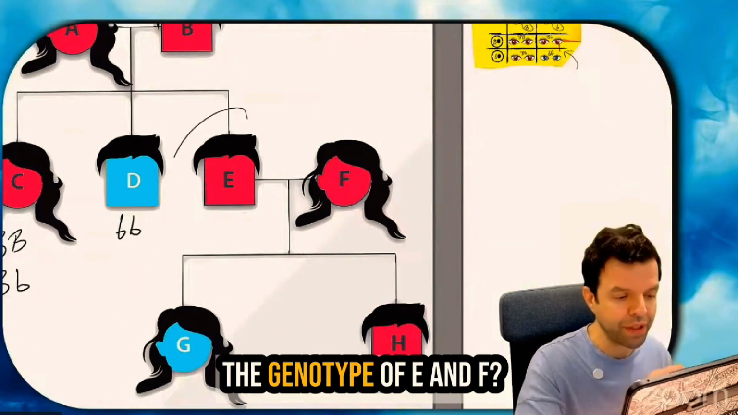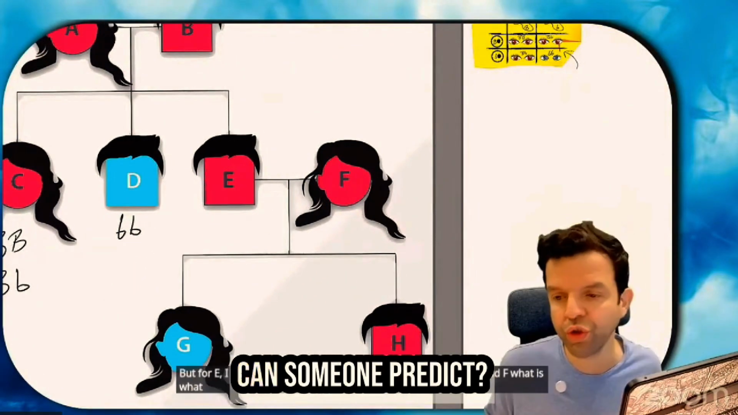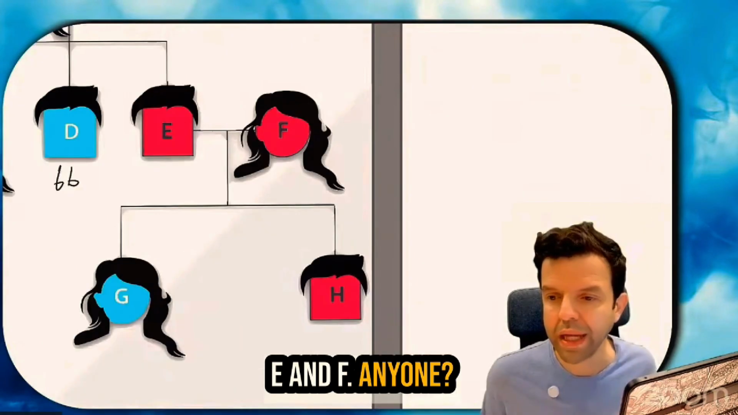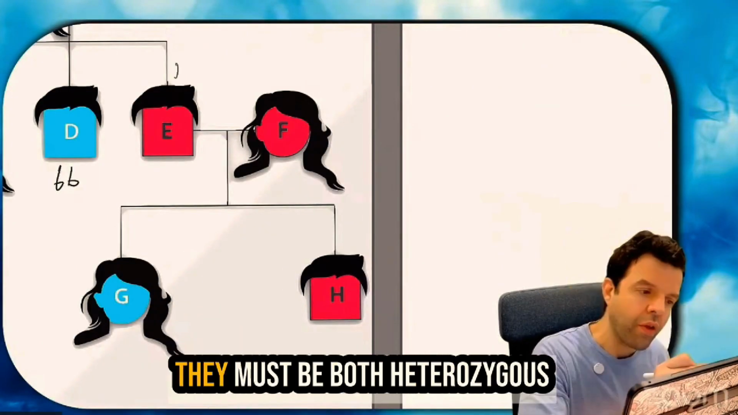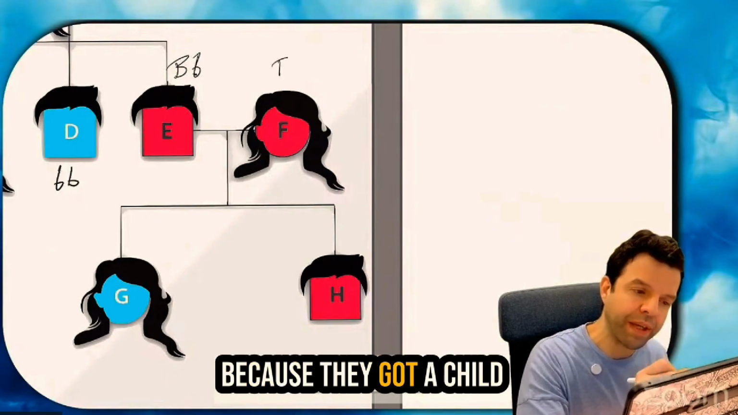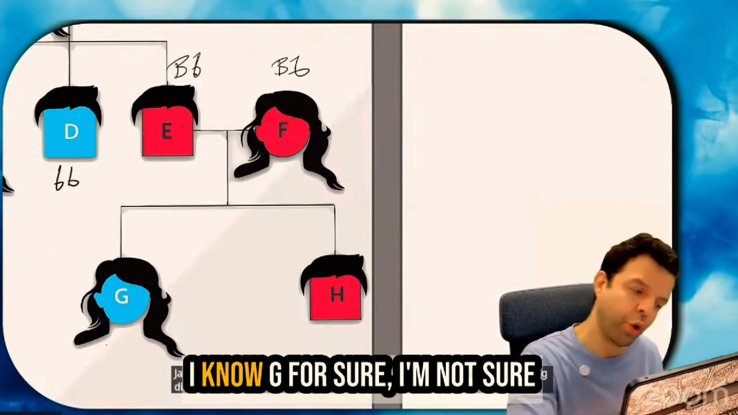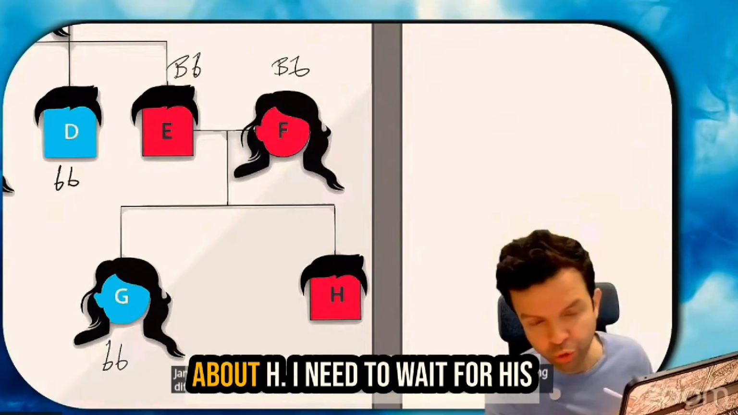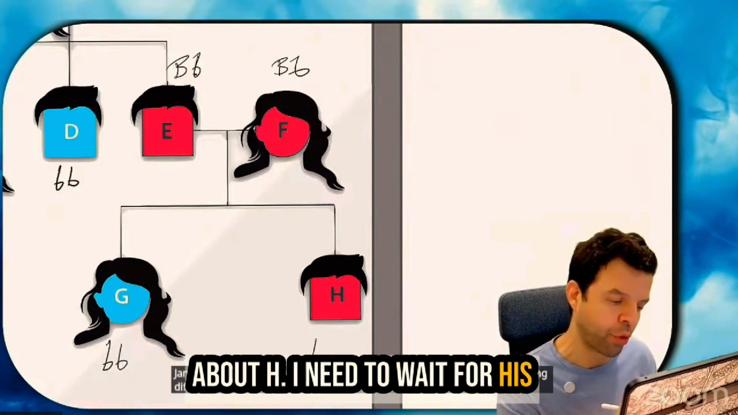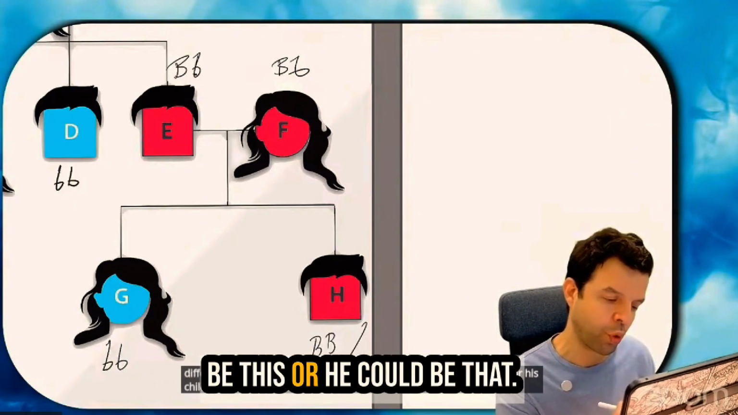Can someone predict what the genotype of E and F is? Anyone? Eugene? Capital B, small b. They must both be heterozygous because they got a child who looks different. I know G for sure. I'm not sure about H. I need to wait for his children because it could be this or it could be that.